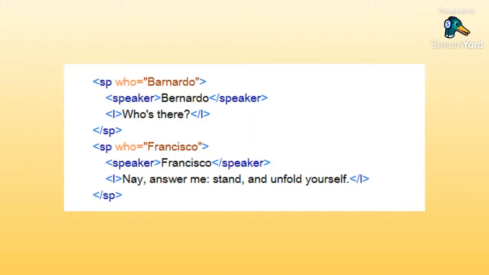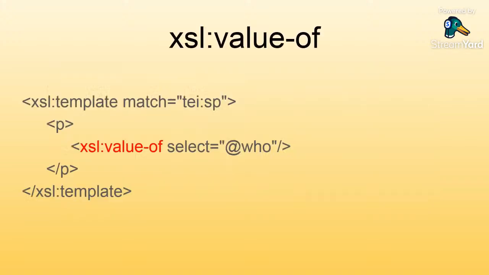So here's an example of a speech element, an SP element, two of them in fact, with containing elements. They each contain a speaker and a line. They also have these attributes, the who attribute on the speech element. When we run this style sheet on that, well, I'll show you what comes out of that in a moment.